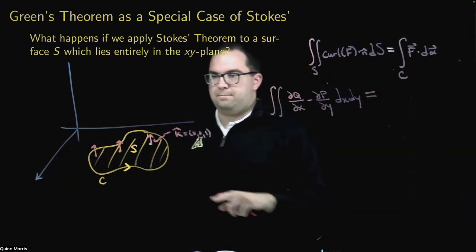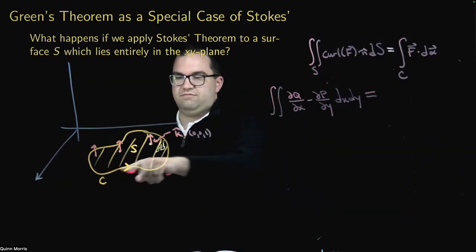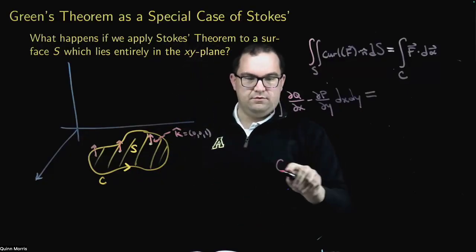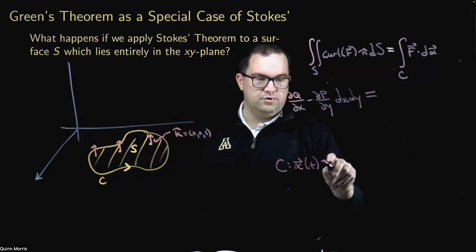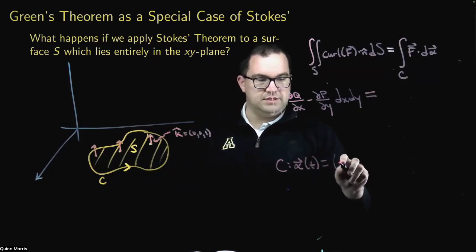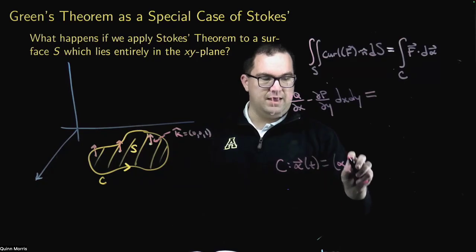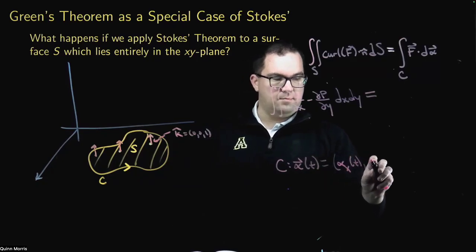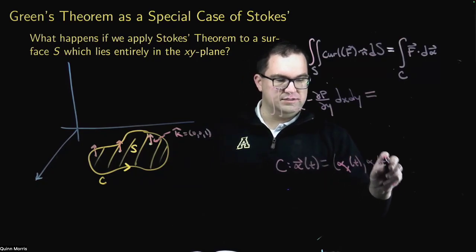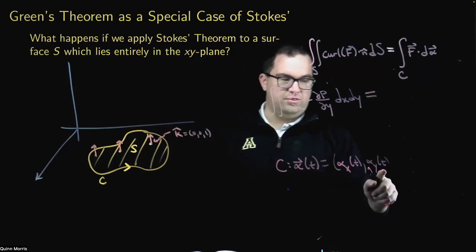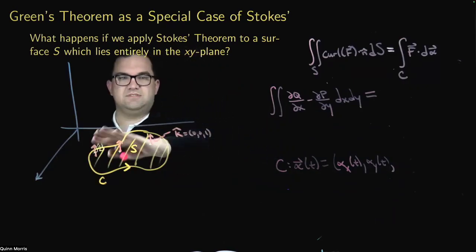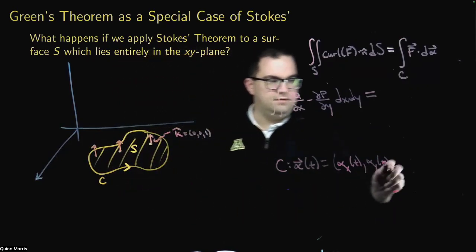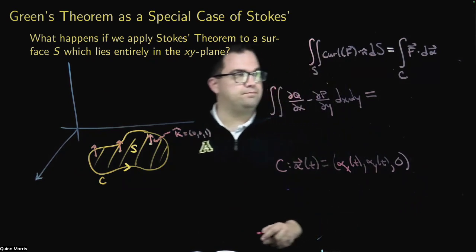So if I think about some parameterization of this curve C, any parameterization you take, it might be, say, alpha sub x of t, comma, alpha sub y of t. So this is just the x component of alpha, the y component of alpha. But then the z component of this curve, it lives entirely in the xy plane, it will just be 0.